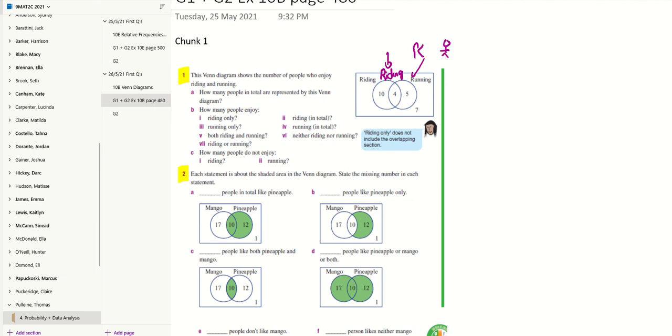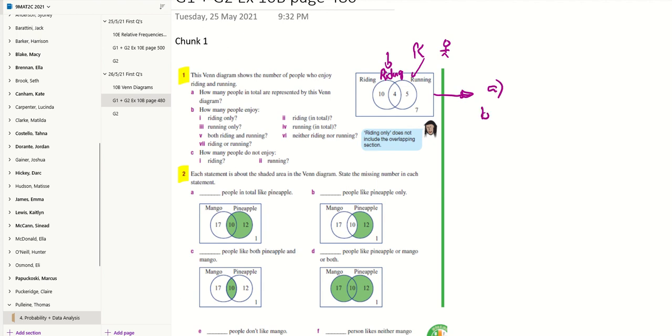Okay, so in the first question, it's asking how many people in total are represented by this Venn diagram. Remember where you're getting that information. Rewind this one and go back if you need to. You want to pull out the total number of people who are represented by this diagram. That is your answer to A.